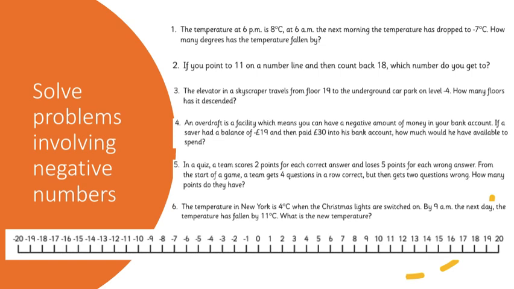Question 5. In a quiz, a team scores 2 points for each correct answer and loses 5 points for each wrong answer. From the start of the game, a team gets 4 questions in a row correct, but then gets 2 questions wrong. How many points do they have? And question 6. The temperature in New York is 4 degrees C when the Christmas lights are switched on. By 9 a.m. the next day, the temperature has fallen by 11 degrees C. What is the new temperature?